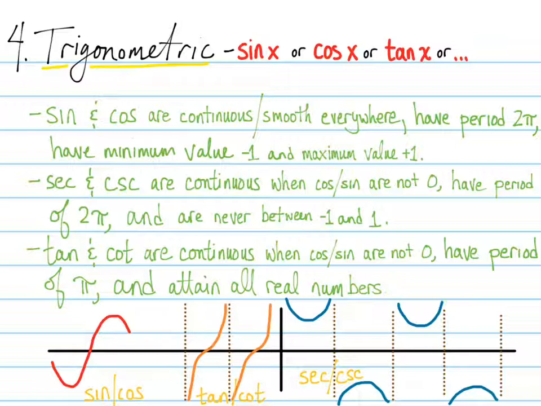So they have problems. Secant has a problem when cosine is 0. Cosecant has a problem when sine is 0, right? And so, however, secant and cosecant are continuous. They're smooth everywhere. They don't have their problems. They still have a period of 2 pi, and they're never between -1 and 1, right? So if you look at the graph of secant and cosecant down below, that shows you that they never get close to 0, right? They always sort of swoop away.